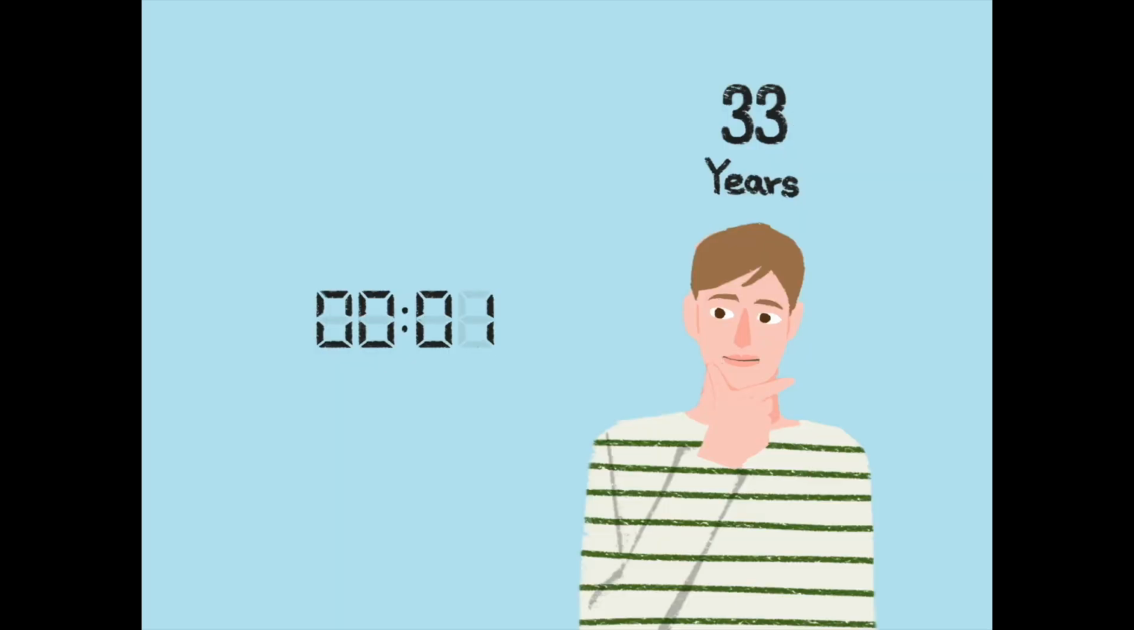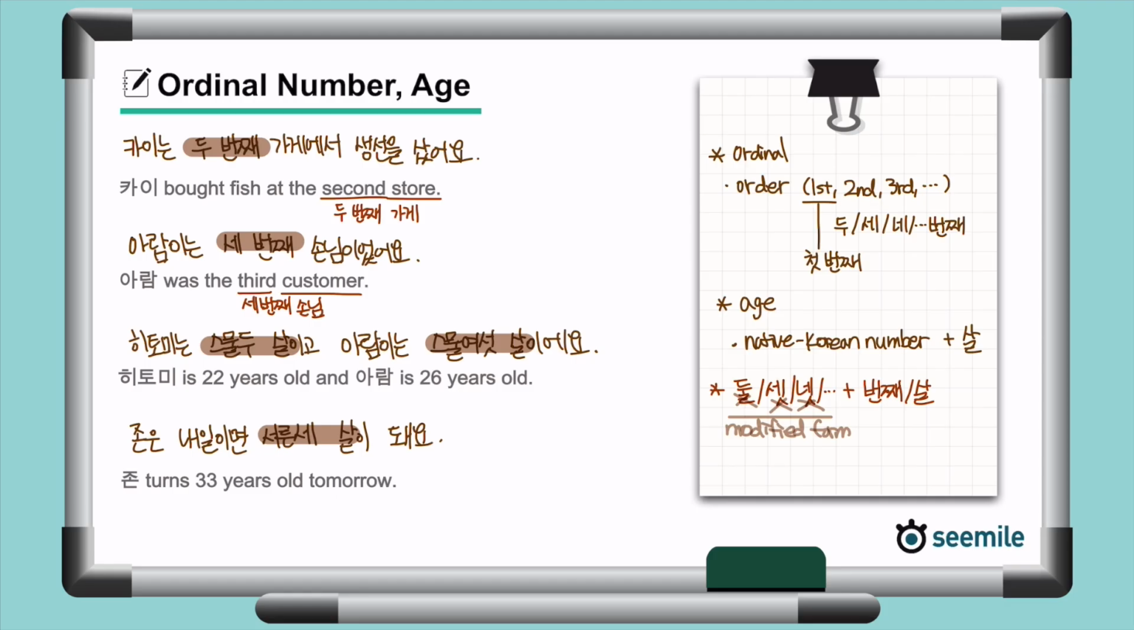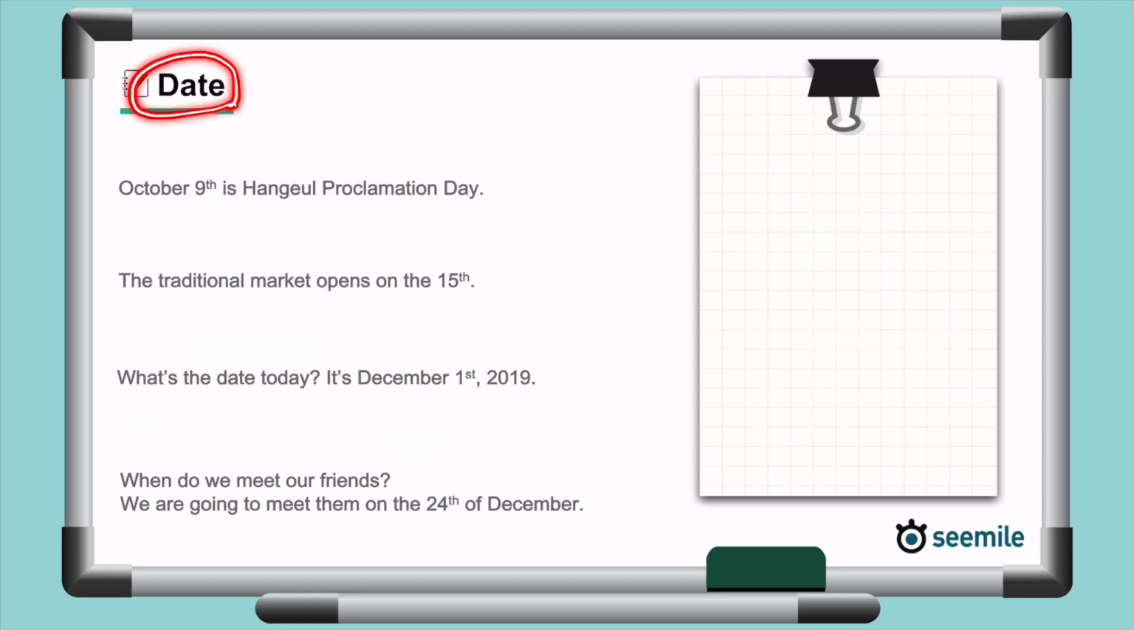존은 내일이면 33살이 돼요. The last part of today's lesson is about dates. You already learned how to say dates in Korean at the previous class, so let's just dive into the practice session and review some points.